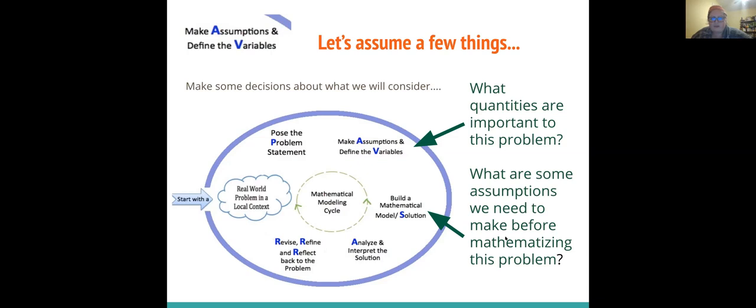And we can think about the quantities important to this problem, and then we can think about our end goal. What do we do with these quantities? We need to make some decisions around the math. So we are going to do that together.